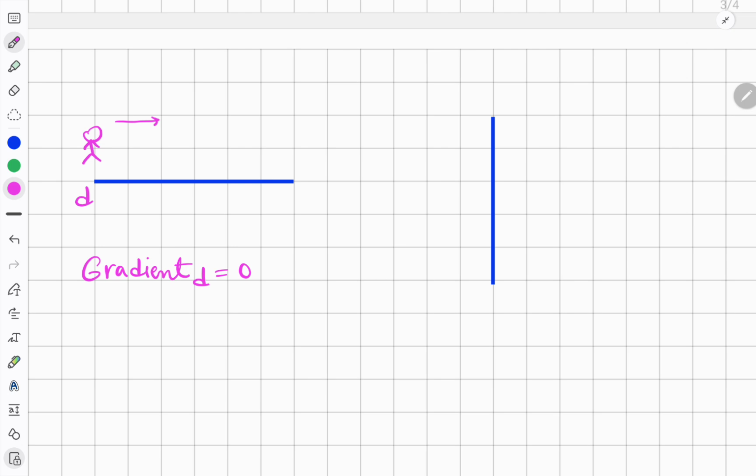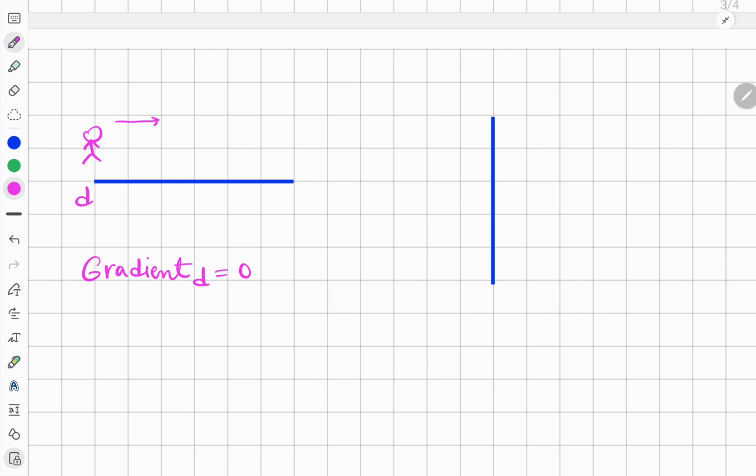Okay. Consider that we have 2 lines. One of them is a horizontal line and another one is the vertical line. For example, we are walking on the ground, so there is no steepness here. So the gradient of this line, let's call this line D, the gradient of line D is 0 because we are walking on the ground and there is no steepness.